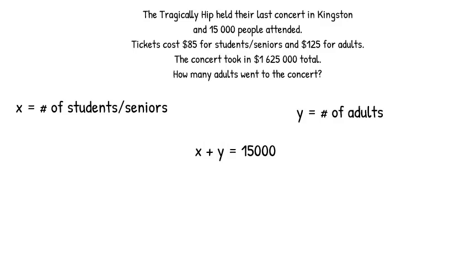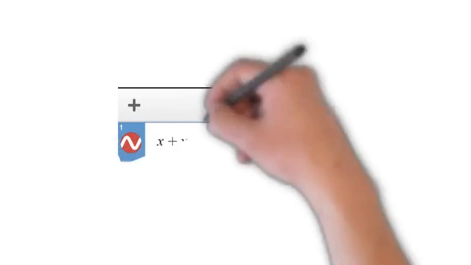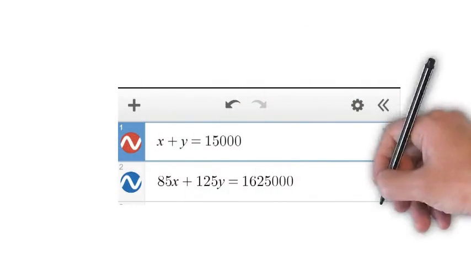We also know that the students and seniors paid a rate of $85 and the adults paid a rate of $125, and together that is a total amount of $1,625,000. So 85x plus 125y is equal to 1,625,000. Now both of these equations can be used to graph a linear representation.